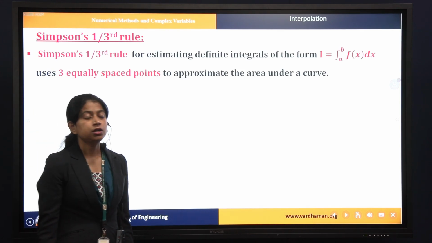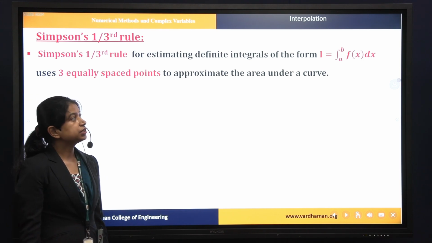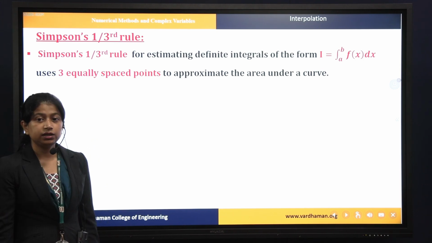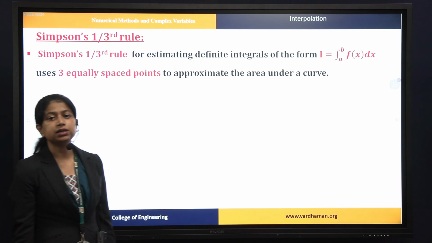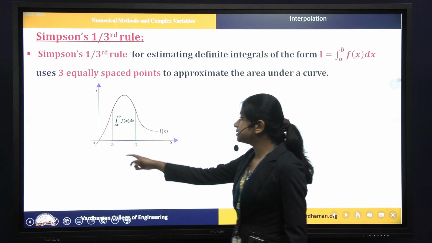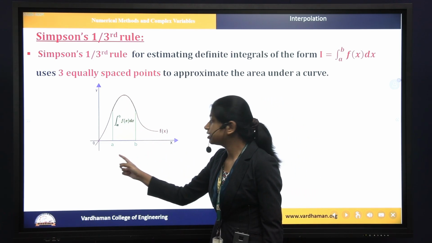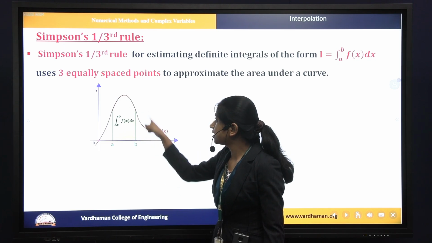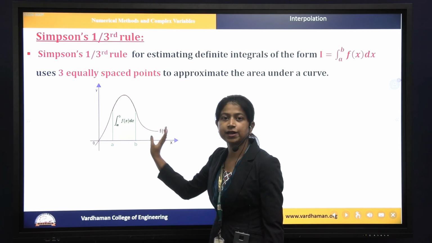Simpson's one-third rule for estimating definite integrals of the form I equal to integration a to b f of x dx uses three equally spaced points to approximate the area under the curve. By definite integrals, we know that it is the area under the curve f of x in between two fixed points. Here it is a and b, and this area under the curve is represented by this integration a to b f of x dx.